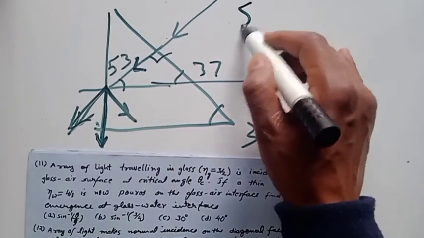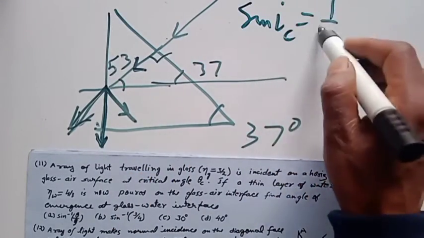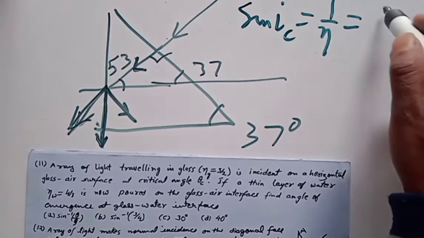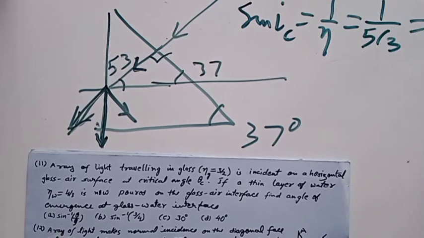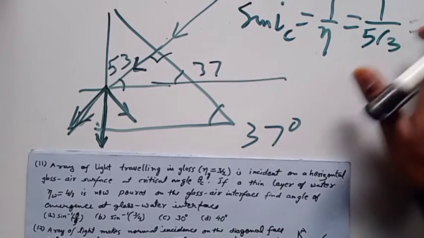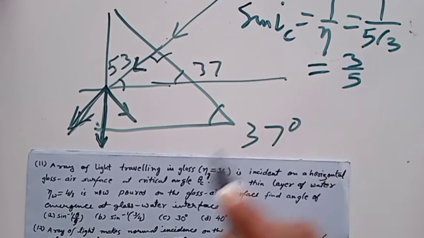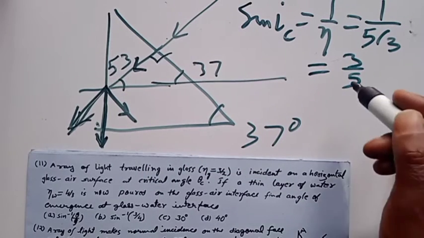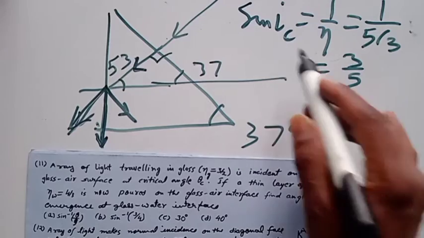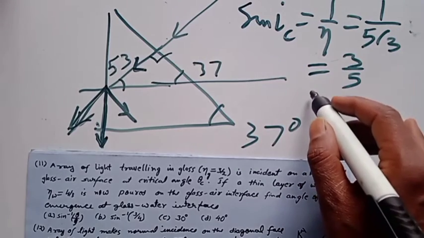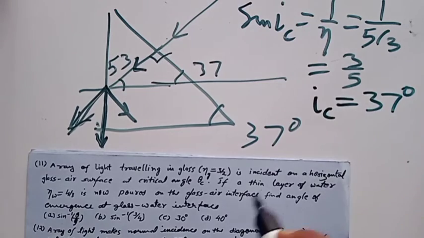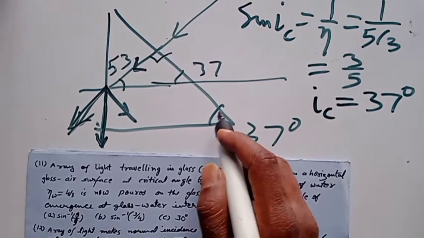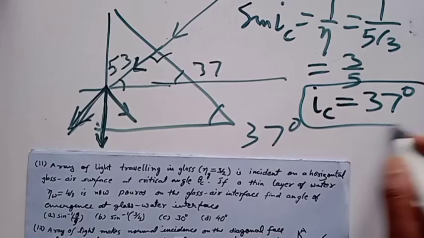So here sine ic equals 1 upon eta, and eta is given as 5 by 3, so 1 upon 5 by 3, that is 3 by 5. I should write it down there. 3 by 5, this is the value of ic. And actually most of the time, it is given that the value 3 by 5 is for when ic is equal to 37 degree. And they have given this theta also as 37 degree. It means the critical angle is 37 degree.